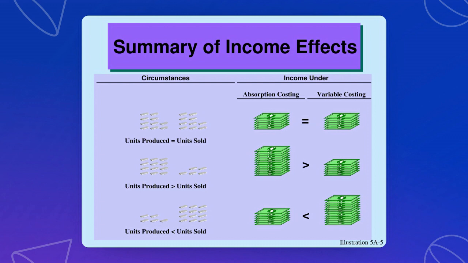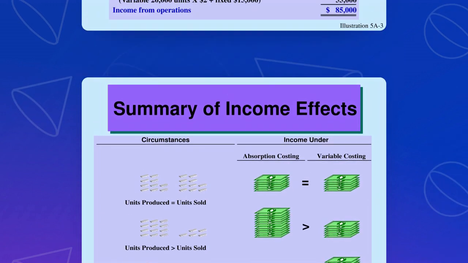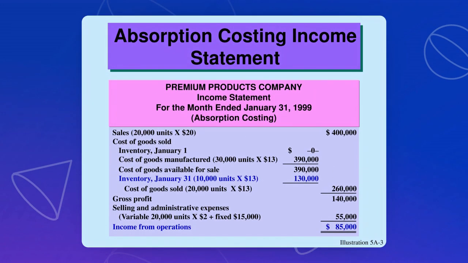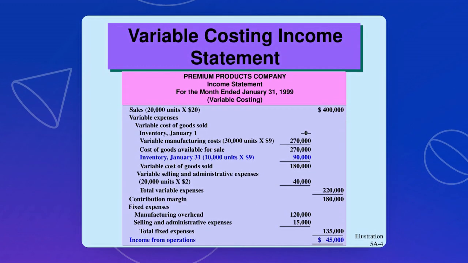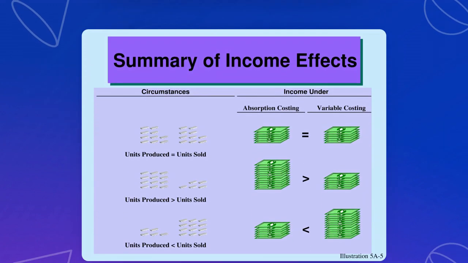Diba, a while ago, class, how much would be your unit produced? Diba, 30,000. How much is the unit sold? 20,000. So, meaning to say, mas malaki dapat ang income ng ating absorption costing. Tama ba? Absorption costing is you have a 25,000, while in the variable costing naman is you have a 45,000. Tama tayo, class, no? Yes.